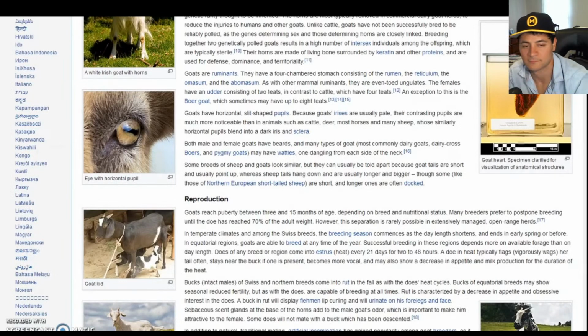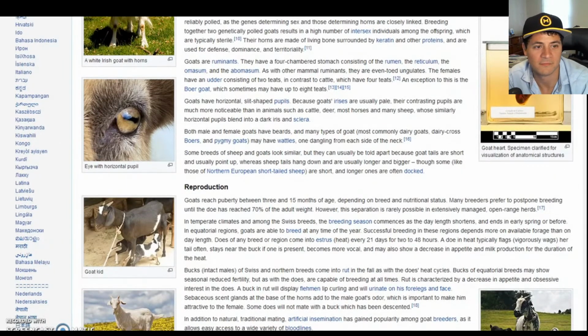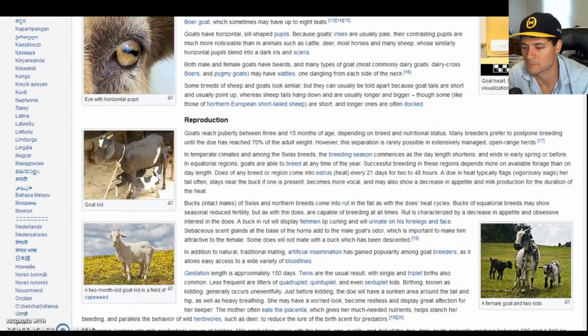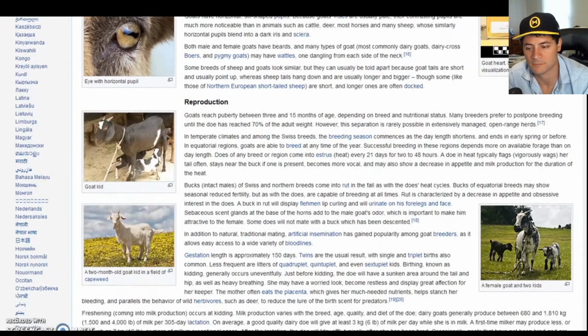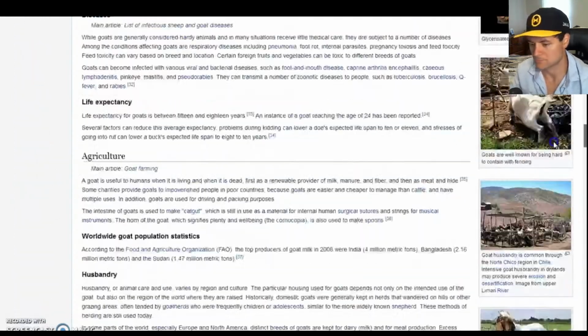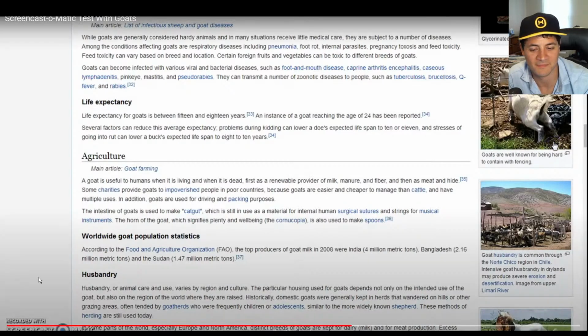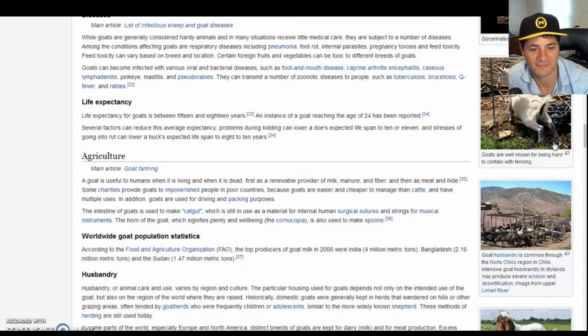It's actually pretty interesting. Reach puberty between 3 and 15 months of age. That's super young. But we like to delay until they are 70% of their adult weight. That is interesting. Goat kid, 2-month-old goat in a field of capeweed. Goats are well known for being hard to contain with fencing. That's actually really funny. Wow. Alright, so goats have a life expectancy between 15 and 18 years, which is actually pretty long. That's longer than you're going to get out of a dog. Even the smallest dogs usually don't live that long.